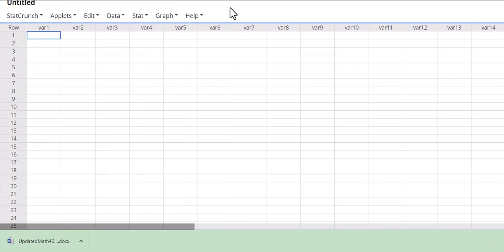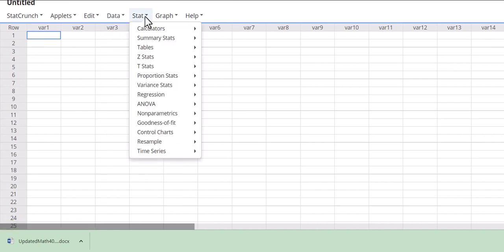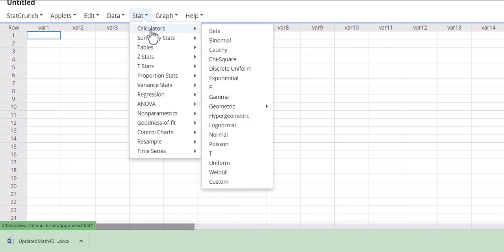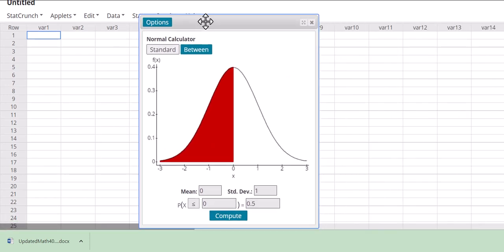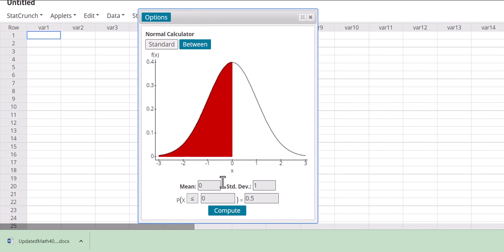When you're at the menu for StatCrunch, now we're going to go to Stat, just like what we did for the binomial and Poisson calculators. Go to Stat and then Calculators, and then we're going to look for normal. So when we did binomial, you would go to binomial here; now normal. So click on normal, and it gives us the normal distribution, the standard normal.